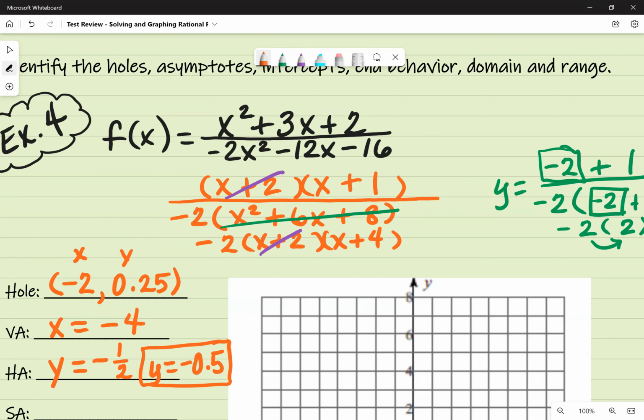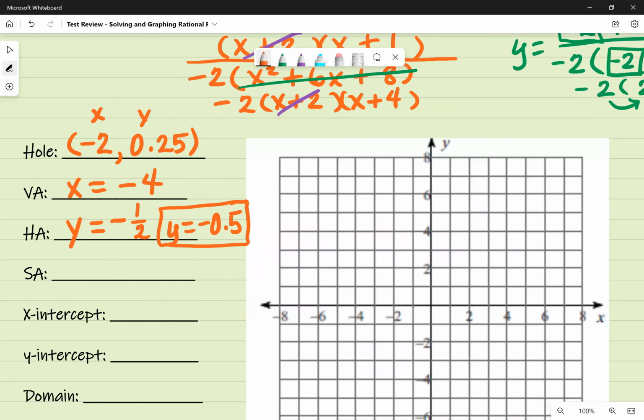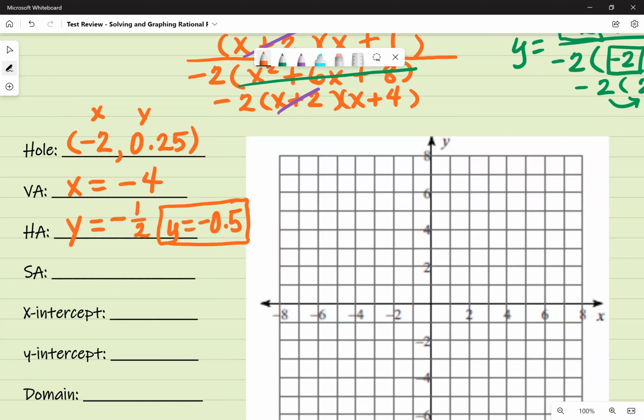It's just my preference. All right, so slant asymptote. Well, if you have a horizontal asymptote, like I told you in another video, you cannot have a slant one. So we will just say none.